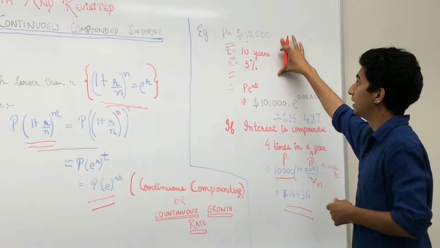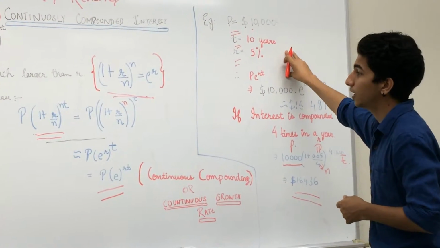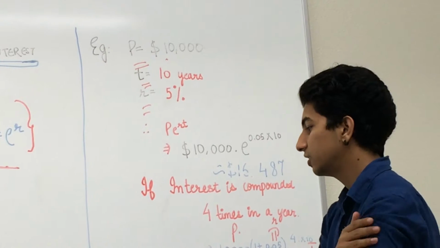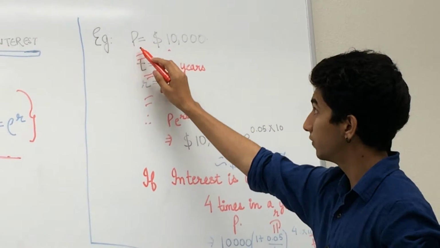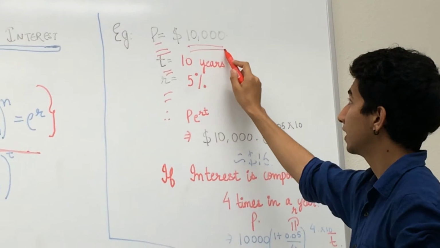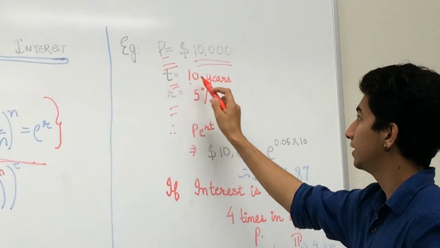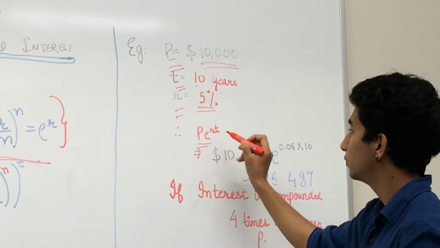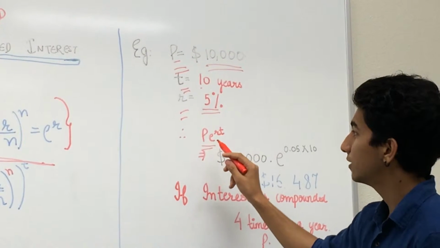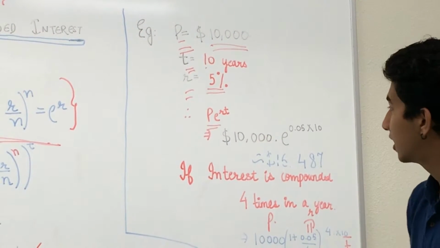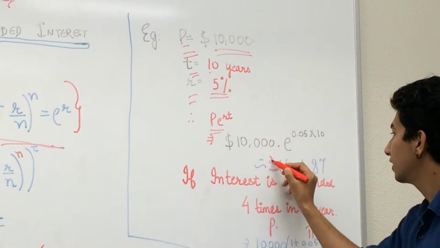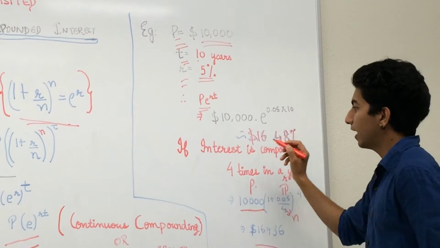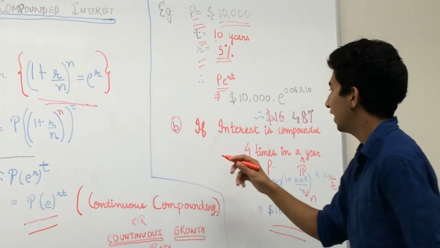In this example, in the first part, the value of N is much larger than R, so we have to use the formula for continuous growth rate, that is continuous compounding. I have taken P equal to $10,000 US dollars, T equal to 10 years, and rate equal to 5%. If we put all the values in the formula P times E raised to power R times T, we get the answer 16487.